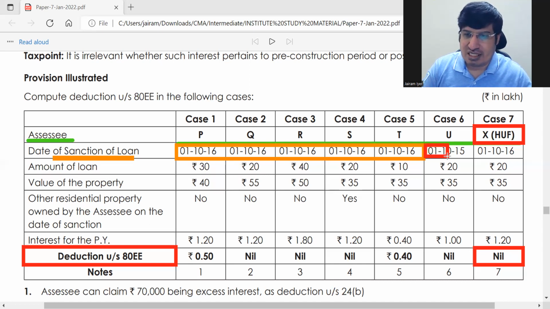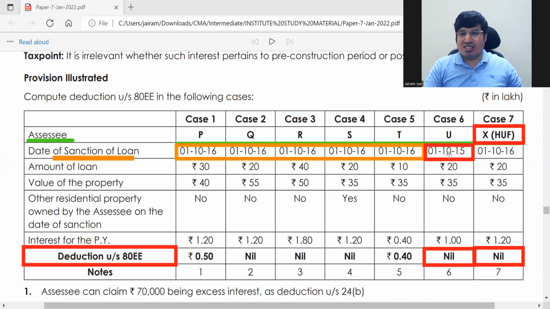Okay. Why? Because this date is 15/16. That's why this is nil also. Nil straight up. Fine. Because the sanction is not in 16/17. So straight away it is nil. So 6 and 7 has gone out.